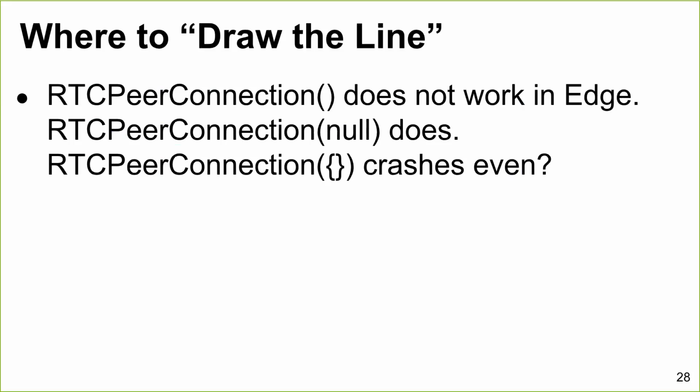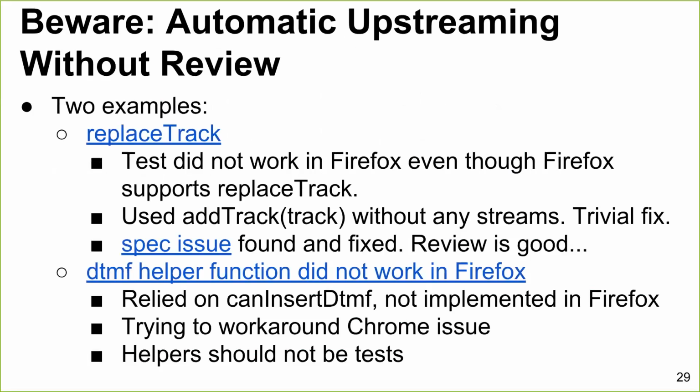Okay, next slide, please. So I had two examples of Chrome upstreaming without any new review in the web platform test repository. One was replaceTrack, which was red on the web platform test dashboard in Firefox, and I was surprised by that because Firefox has implemented replaceTrack for 4 or 5 years now, and it turned out that the tests used addTrack with just a track and without any streams, which is currently not supported in Firefox.